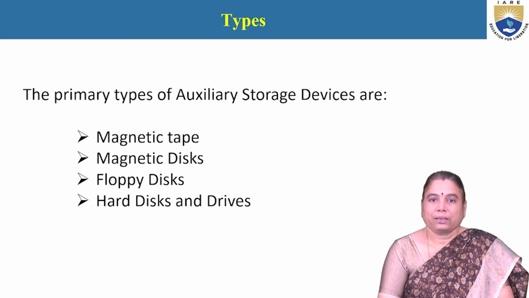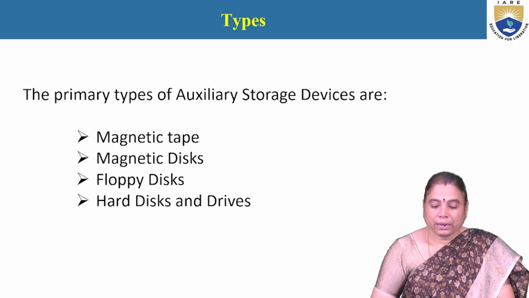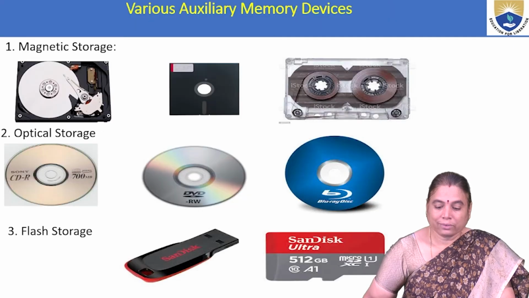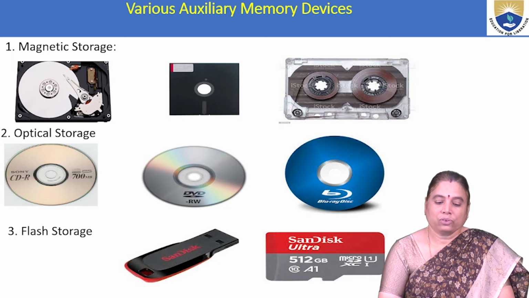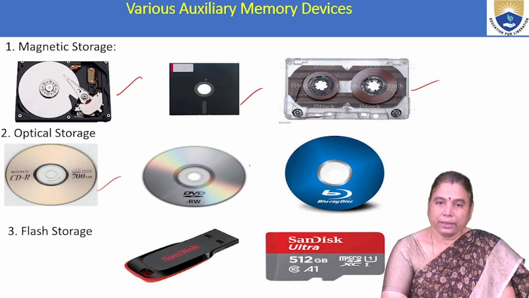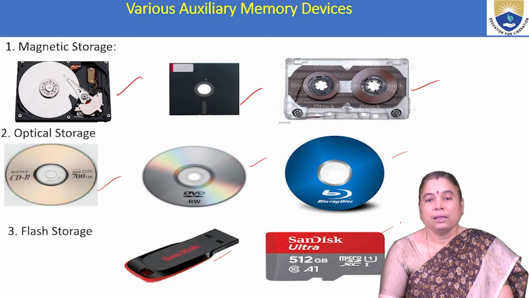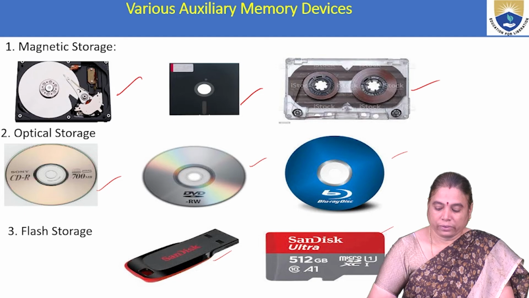So, what are the various secondary storage devices? Magnetic disks, floppy disks, hard disk drives are the various categories of auxiliary storage devices. These are the various auxiliary storage devices. For magnetic storage, this is the hard disk. Here this is the floppy disk. This is magnetic tape. And in optical storage, CD, DVD, Blu-ray disc. In case of flash storage, pen drives, SanDisks are examples of various auxiliary memory devices or secondary storage devices.